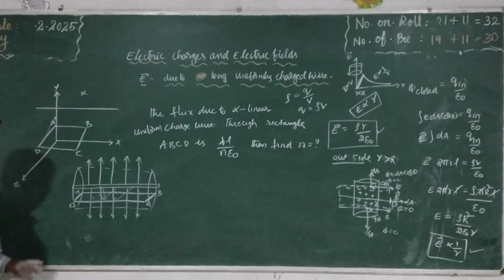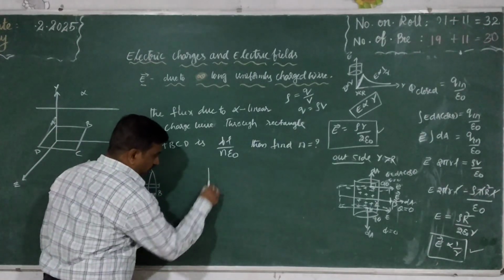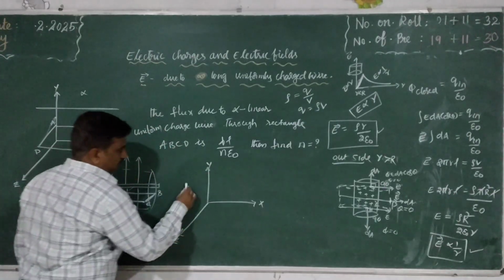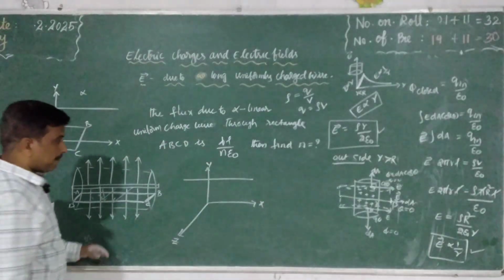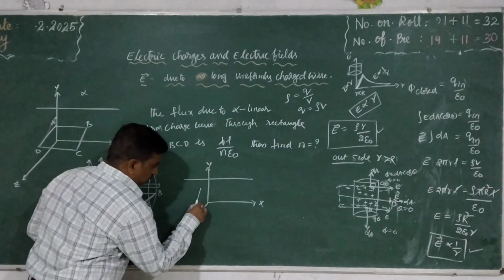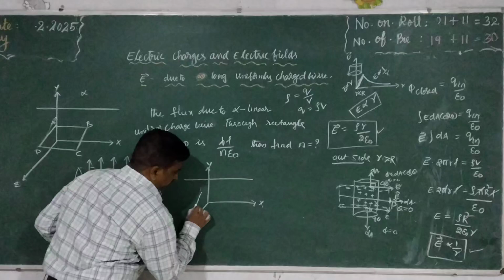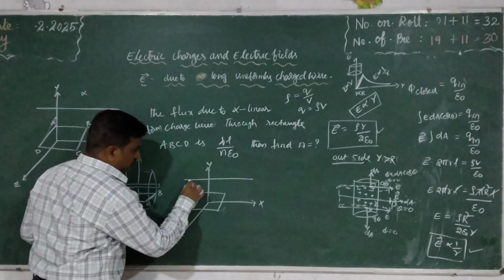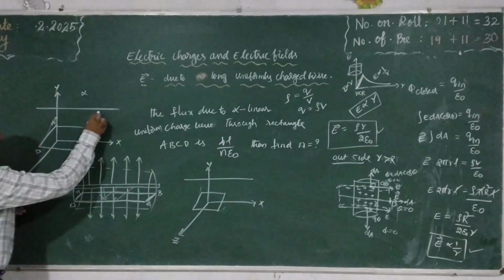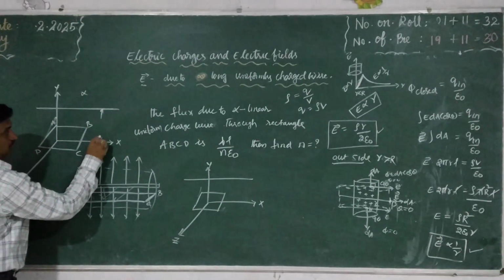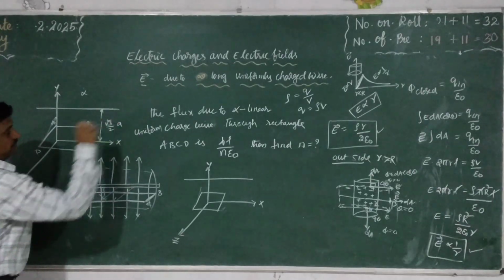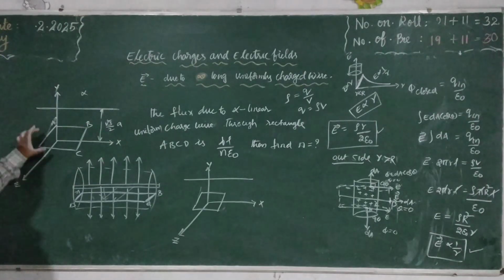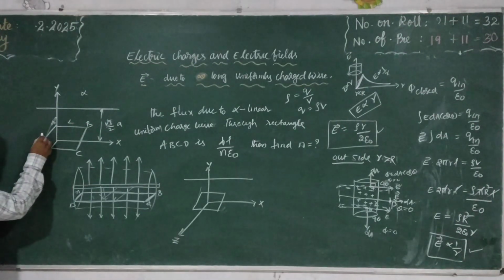For that, this is the case. For example, here we can draw the x axis, y axis and z axis. Here is the infinitely long uniformly charged wire, and this is the rectangle ABCD. Its center will be at the origin. One more point: the distance between the wire and the x axis is given as root 3 by 2 a. Now, root 3 by 2 a. Here this length is L and this length is A.